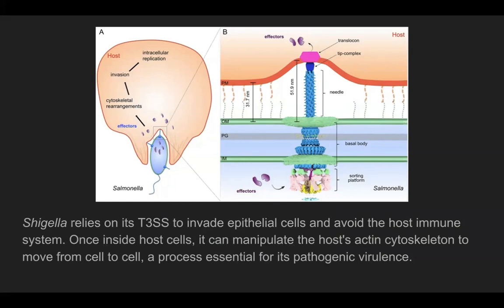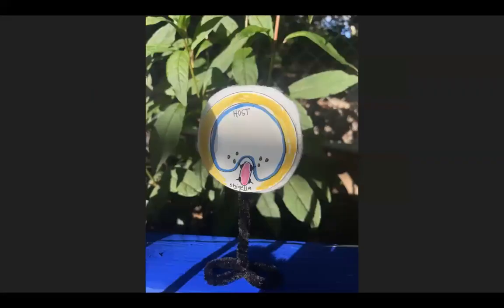Numerous gram-negative bacterial pathogens such as Shigella and Salmonella employ the T3SS mechanism to infect hosts. Upon contact with the host, the T3SS inserts its translocon pore into the host membrane, creating a channel for the delivery of effector proteins into the cell. You can see that here on this diagram.